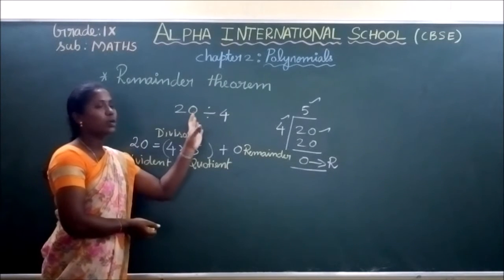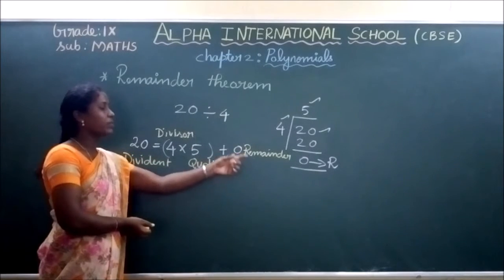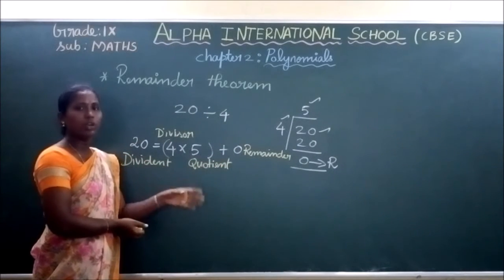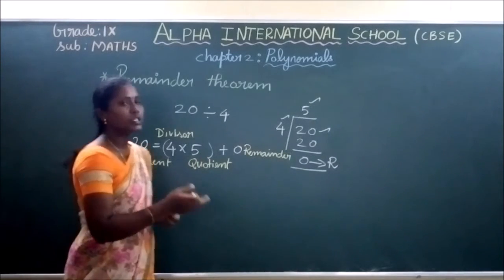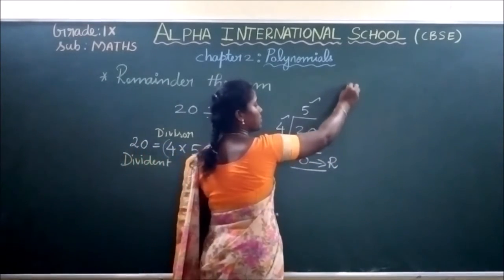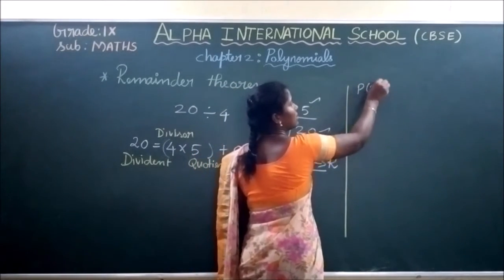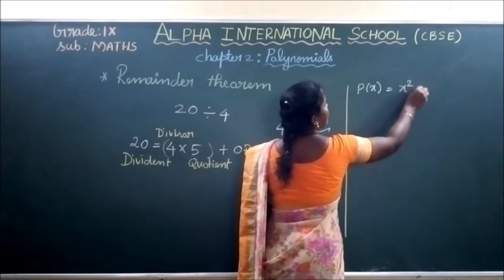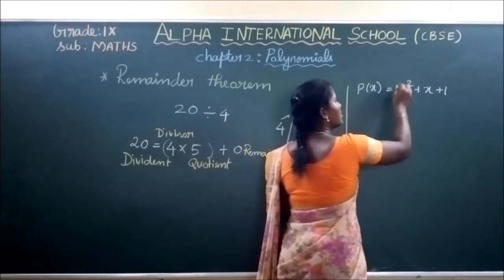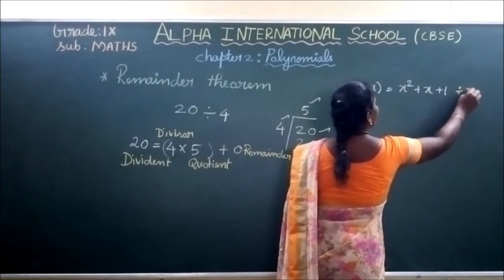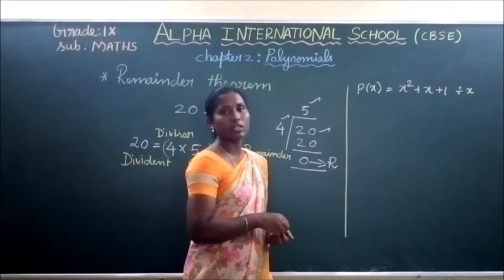So this is the relationship between dividend, divisor, quotient, and remainder. We are going to divide a polynomial by another polynomial using the long division method, arrive at this relationship, and find the quotient and remainder. Before moving to that, let us see one example. Take the polynomial p of x equal to x square plus x plus 1. I am going to divide this polynomial by a variable x.